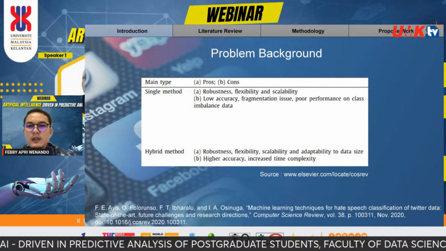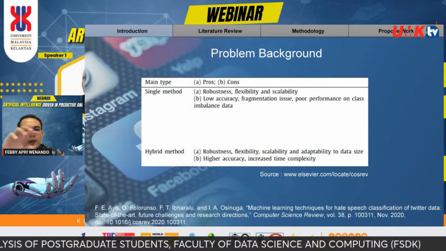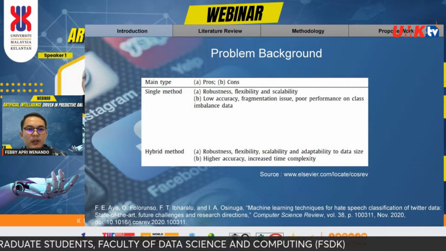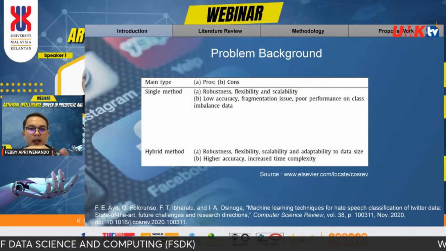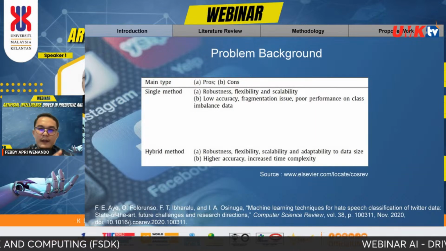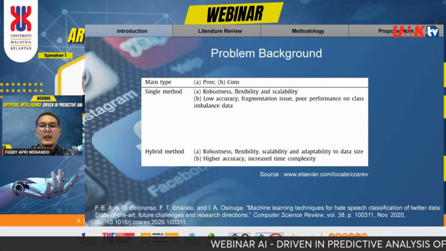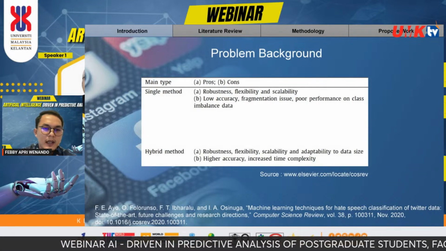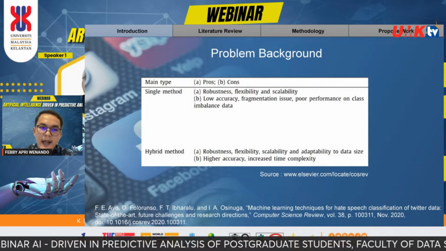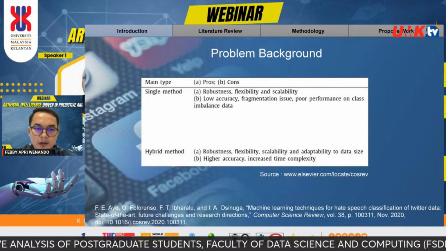When we use one algorithm, we call that a single method or single classifier. If we use more than one algorithm, we can call that a hybrid method. A single method has pros and cons.